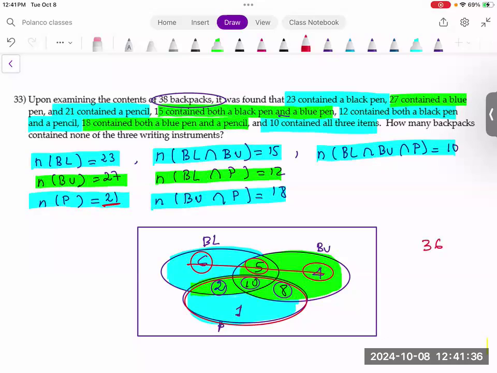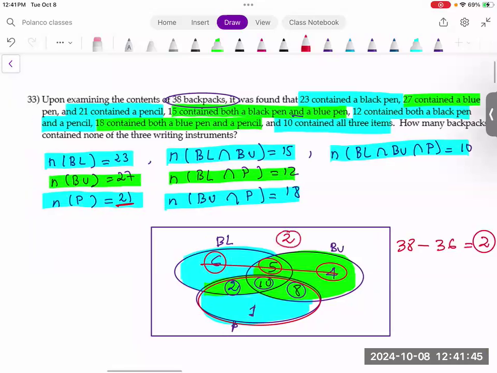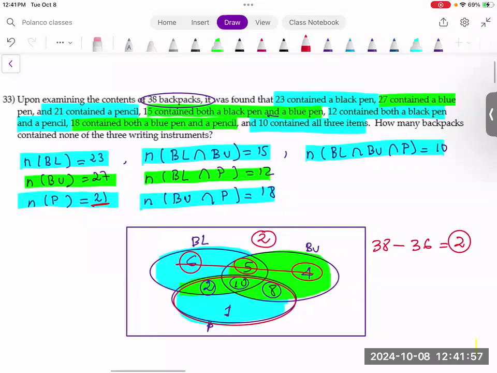And how many do I need them to be? 38. So 38 minus 36, it's going to be 2. 2 is going to be outside here. You see? So 2 backpacks, they don't have a black pen, they don't have a blue pen, they don't have a pencil. Correct? And that's actually the question. How many backpacks contain none of the 3 instruments? And the answer would be 2.